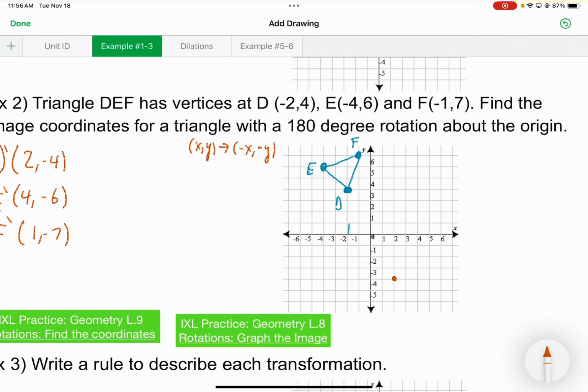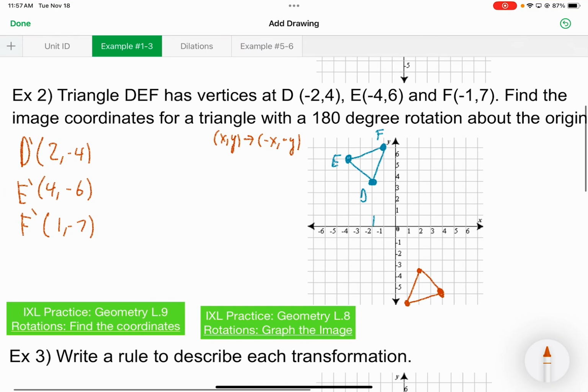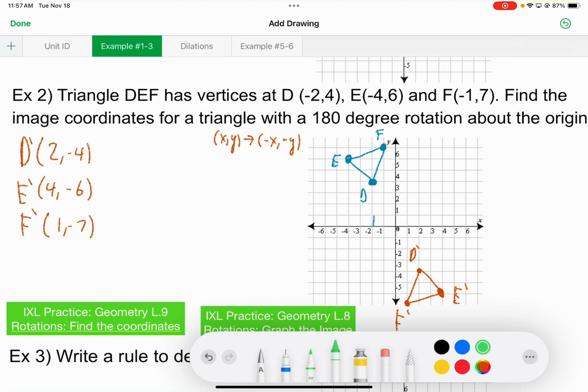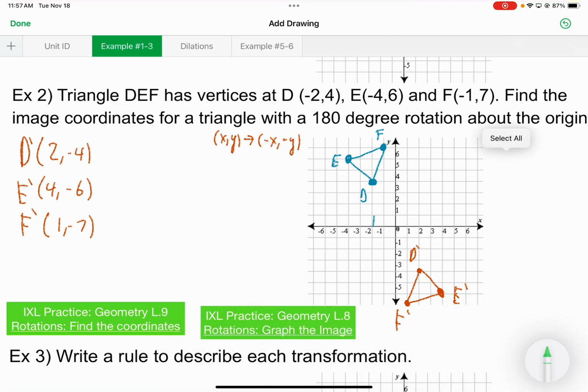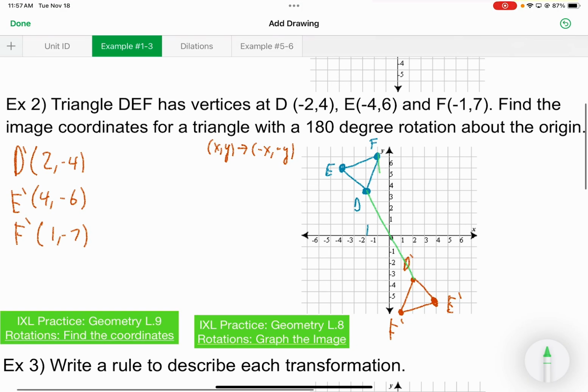And 1, 2, 3, 4. And then 4, negative 6, just like right over here. And then 1, negative 7 would be all the way down here. So then that would be D prime, E prime, F prime. And if I connect all these points, I should be able to do so in a straight line that passes through the origin. So, yes.